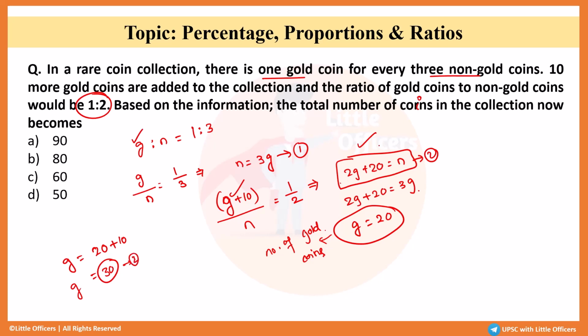Next, using the value of G here, if we find N is equal to 20 into 2, 40 plus 20, that is 60. So presently there are 60 non-gold coins and 30 gold coins after the addition of 10 gold coins. So the total number of gold and non-gold coins will be 90. That is the required number. Okay, this is how we calculate. Let's go to the next one.